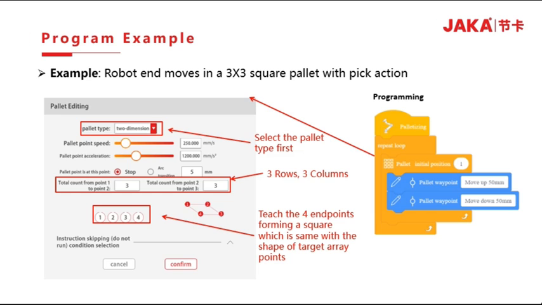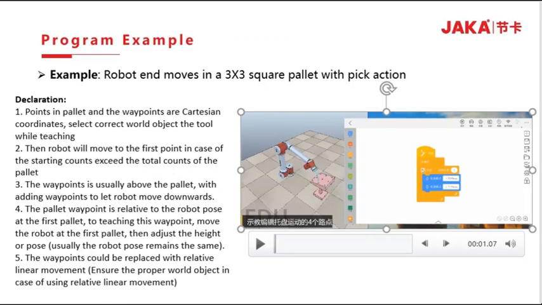Edit the pallet instruction, select 2 dimension type, the count of rows and columns are both 3. Then, teach the 4 points of the 4 positions of the pallet. Now let's have a look at the video of the pallet motion.